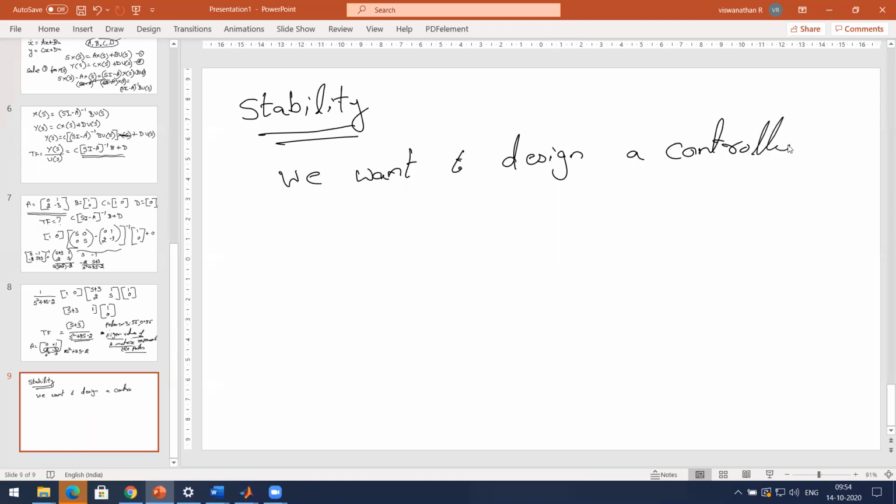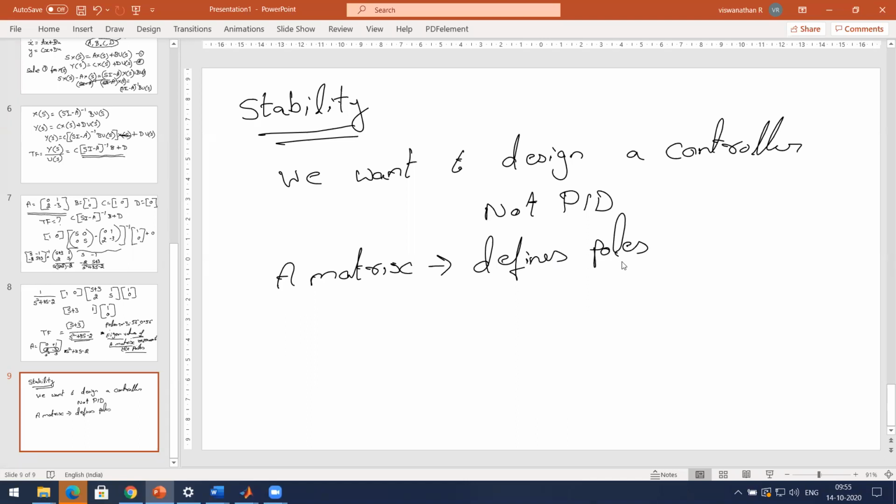Now that controller is not a PID controller. Okay, not a PID controller, some other controller we want to design. For that we know that the A matrix defines the poles. The eigenvalues of the A matrix define the poles. Now, if we can modify this A matrix, then we can change the poles.